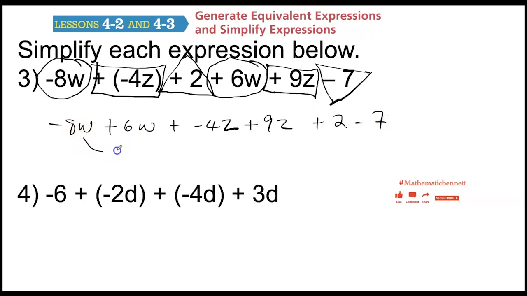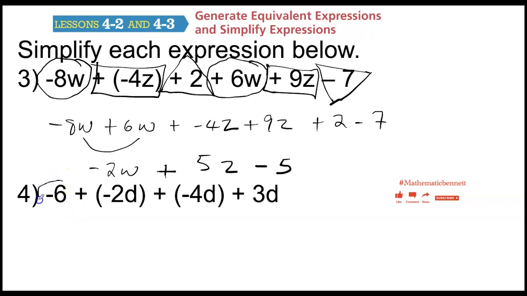Let us combine the like terms now. So we get negative 2W plus 5Z minus 5. So that would be our final answer. And remember, these three terms are not like terms, so we cannot combine them. We have to leave our answer as it is right here. We could also check our answer by substituting a value for W and Z and do the same in the original expression and see if we get the same value. Alright, let us move to the next question.